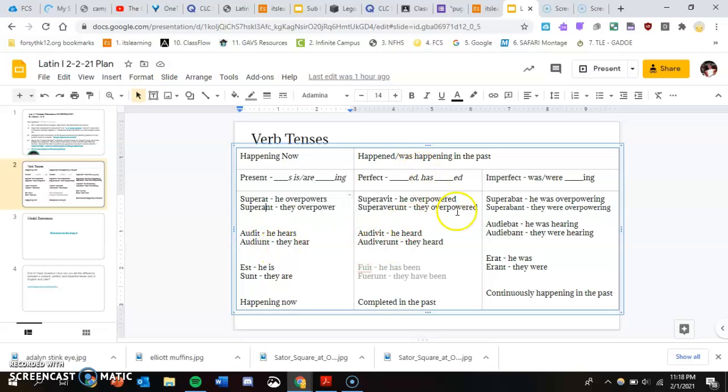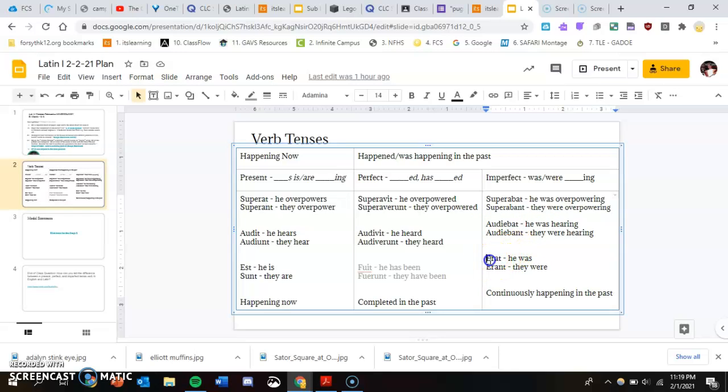And that brings us to the imperfect, which is another version of the past tense, and it's a lot easier to pick out. The telltale sign for a perfect tense verb so far is a V. You'll see a VIT or a VERUNT at the end. And for the imperfect tense, which just means incomplete, or was blanking or were blanking, you'll see things like superabat, he was overpowering. Superabant, they were overpowering. Audiebat, he was hearing, and audiebant, they were hearing.